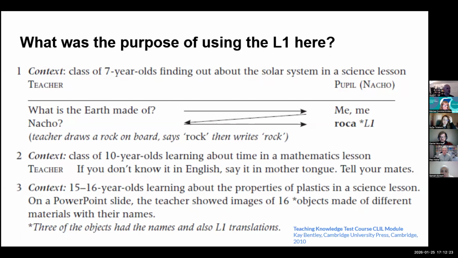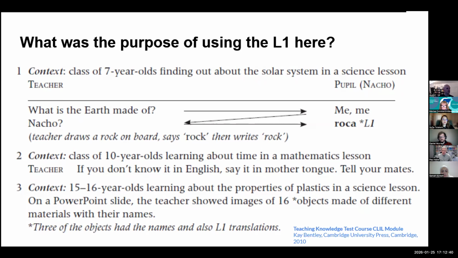It's because the word roca, I'm guessing, sounds like rock, so it was easier to help develop that connection in their brain. Definitely. Yeah, good point.